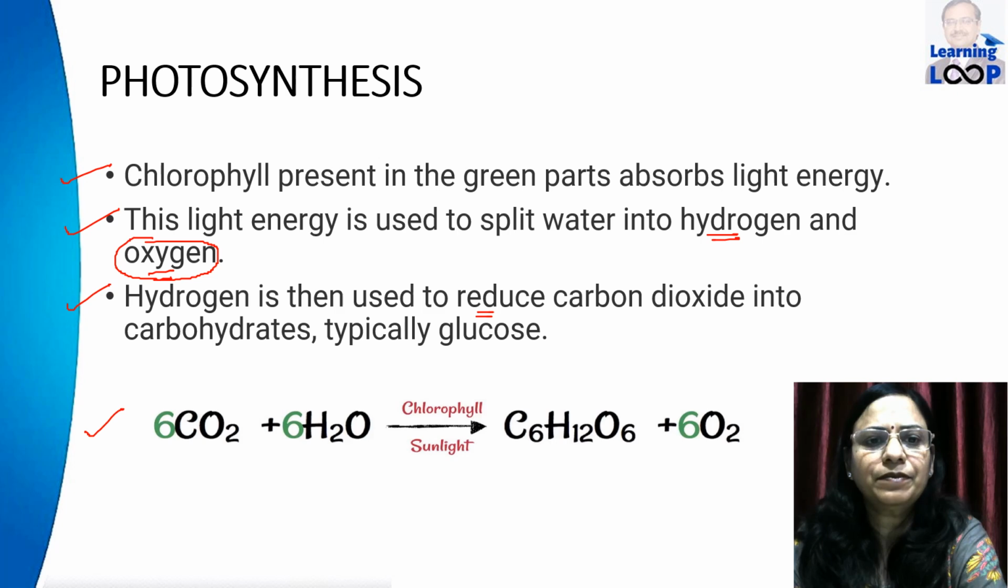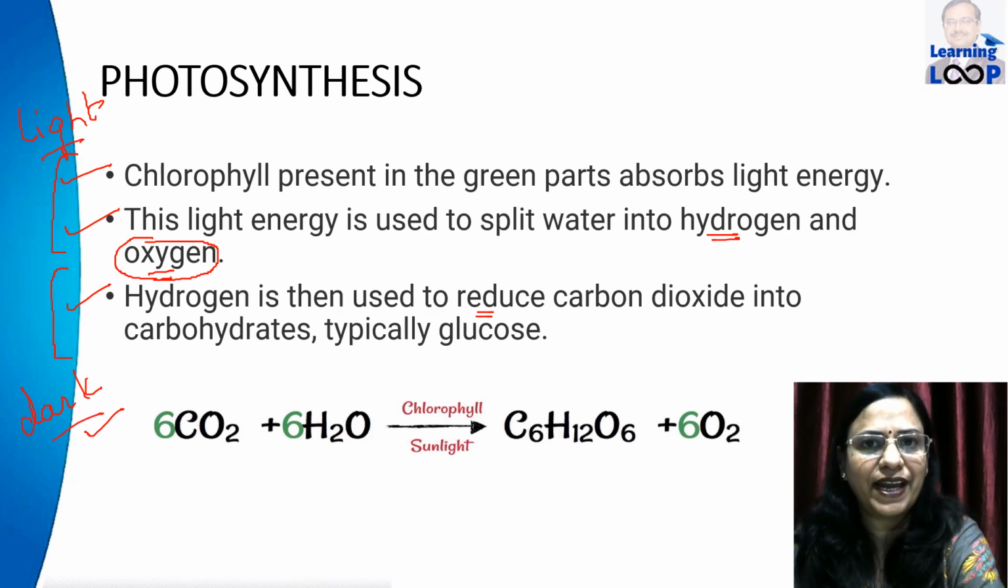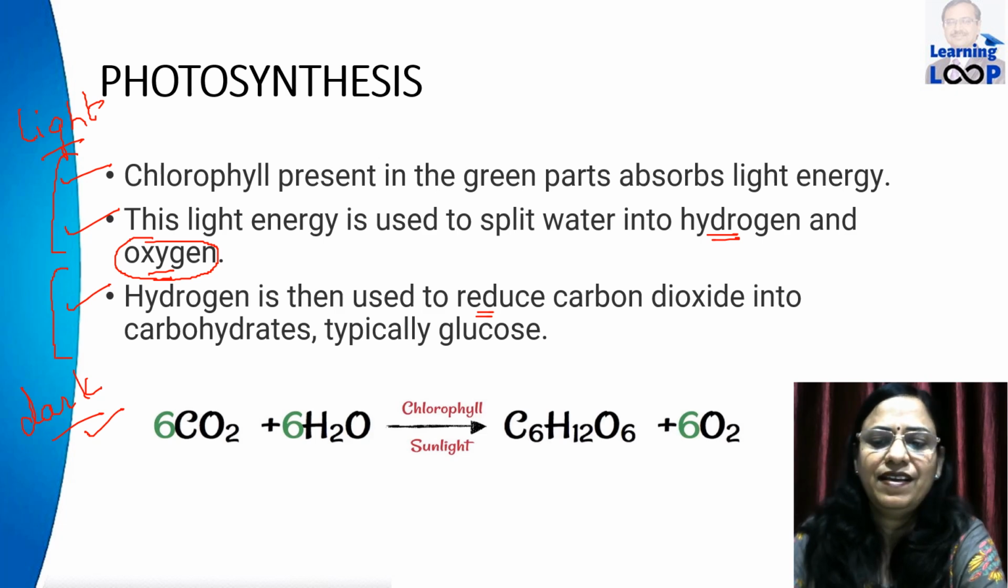So broadly speaking, we can split the process of photosynthesis into two phases. We call it the light phase and the dark phase. The light phase is the phase which occurs in the presence of light, whereas the dark phase is the phase which occurs in the absence of sunlight. I'll be throwing some more light on this topic. We'll be discussing this more in detail. Let's have a look at how this actually works.